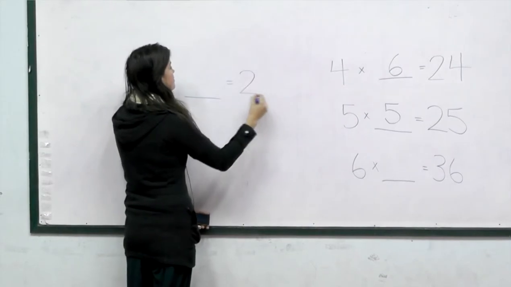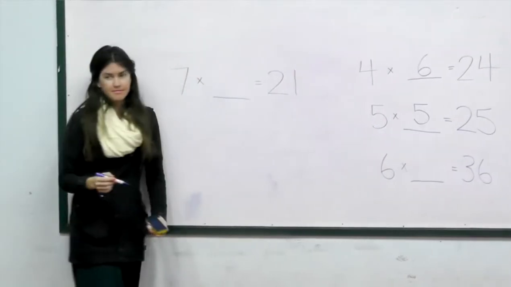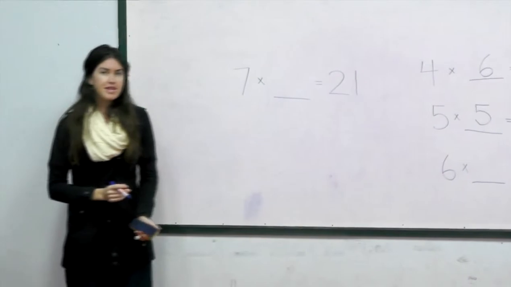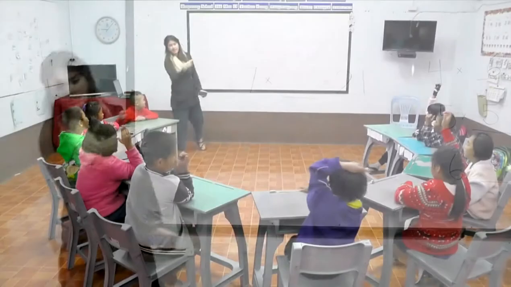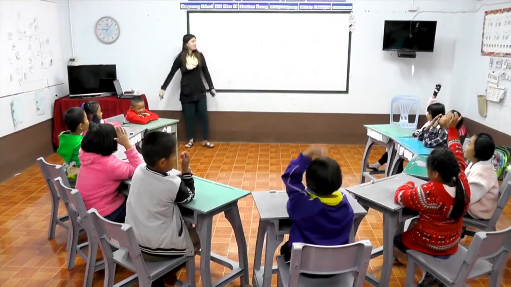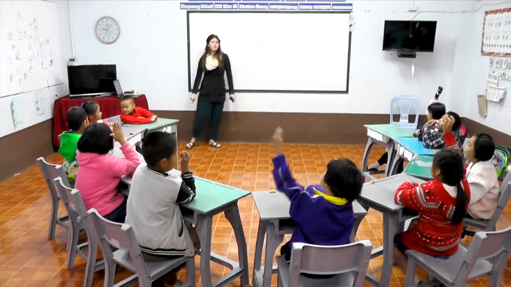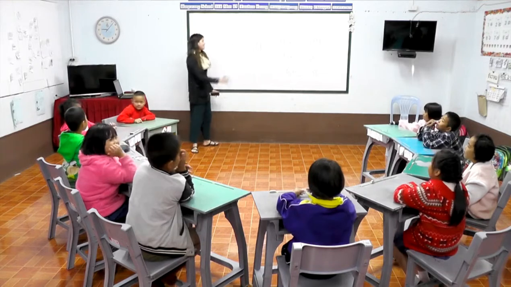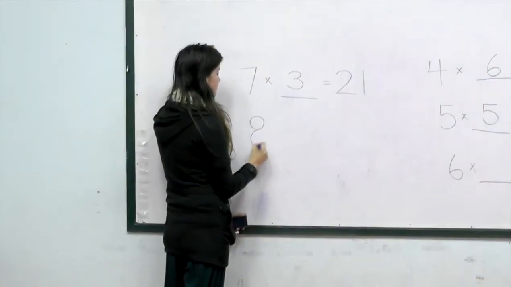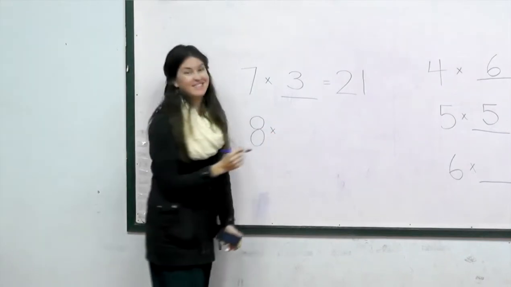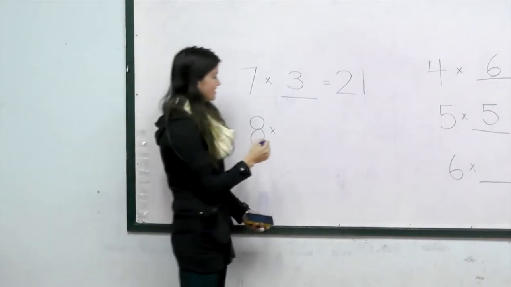Okay. Let's try a little trickier one. 7 times what number gives us 21? Raise your hand when you have an idea. 1, 2, 3. It's 3. 7 times 3 gives us 21. Yeah, isn't that funny?